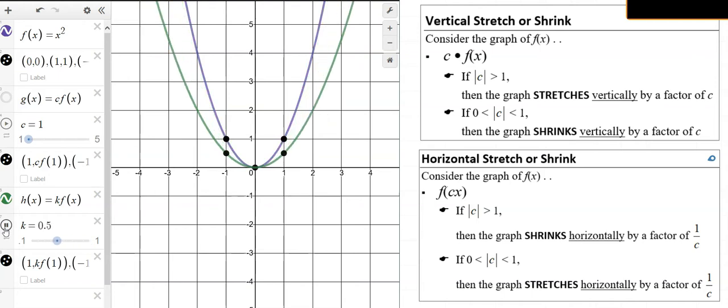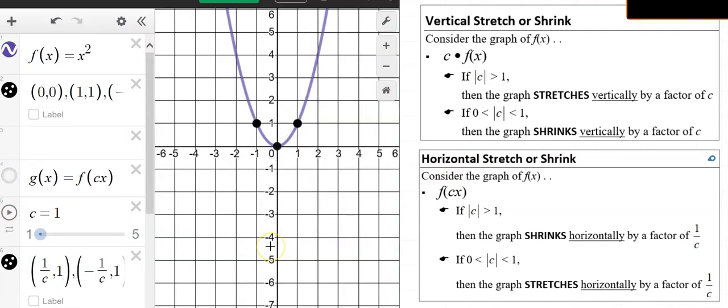Okay, so we're going to go ahead, take a pause. And in the next viewing window, not next video, we're going to illustrate horizontal stretch and shrink. Bear with me, guys. All right, guys, I got the other graph up and running.